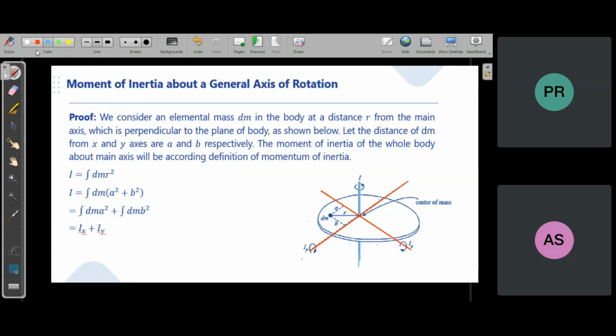And now let's take one element in the plane of the body. Obviously, the element will be in the plane. So take a small element here, of mass dm. Now let's say that the perpendicular distance of this element from the x-axis is a, and from the other axis in the plane is b.